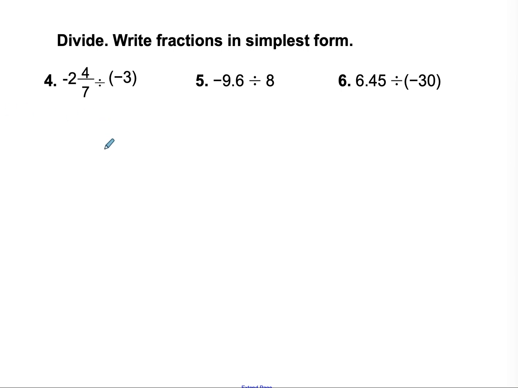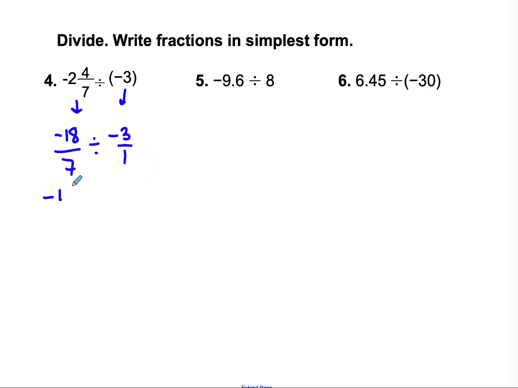Okay, so let's go ahead and check out our answers. First thing we need to do here is make both of these into improper fractions. 7 times 2 is 14, plus 4 is 18. So I have negative 18 sevenths divided by negative 3, and I'm just going to put a 1 underneath it: negative 3 over 1. Now I'm ready to keep, change, flip.